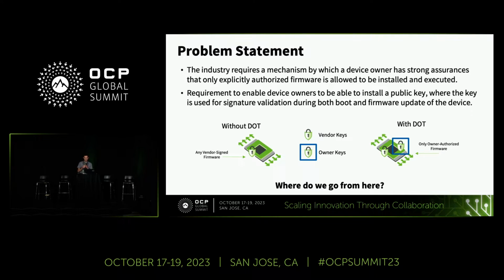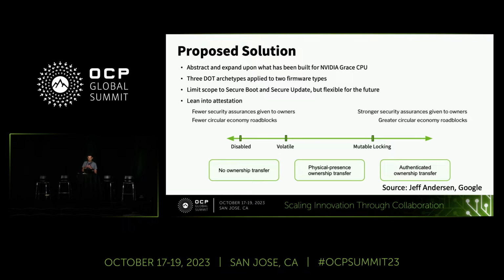So in combination between the definition of what is ownership transfer, along with the problem statement that we're facing as an industry, where do we go from here? We propose that we abstract and expand upon an ownership transfer architecture that has already been built for NVIDIA Grace CPU. That architecture consists of 3 distinct device ownership transfer archetypes. We call them volatile, mutable locking, and DOT disabled, applied to 2 specific firmware types, which we call edit and no edit.